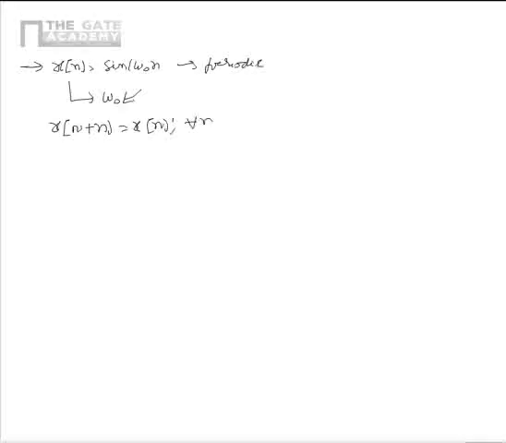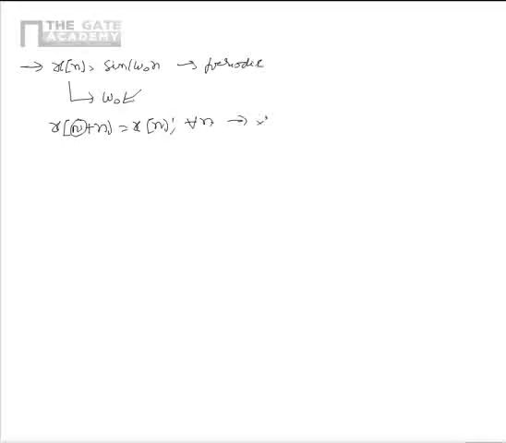It's given that a signal x of n is equal to sine of omega naught n is periodic. We have to find the condition on omega naught for x of n to be periodic. We know that as x of n is periodic, x of N plus n is equal to x of n. This should be satisfied for every n, where N is the period of the signal.